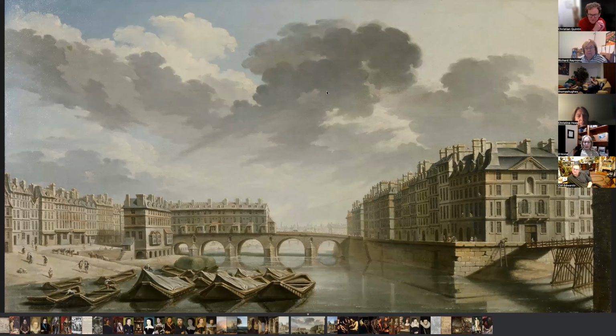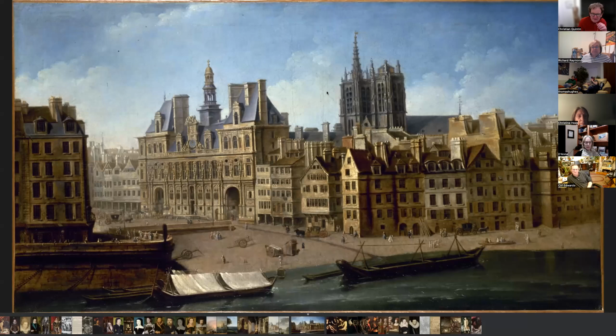This is another view of Paris, of the Hôtel de Ville and La Place de Grève in Paris. None of these buildings exist. They were all demolished. He did this one. You see this old Middle Age, and you can see Notre Dame in the back. This is what Paris looked like.